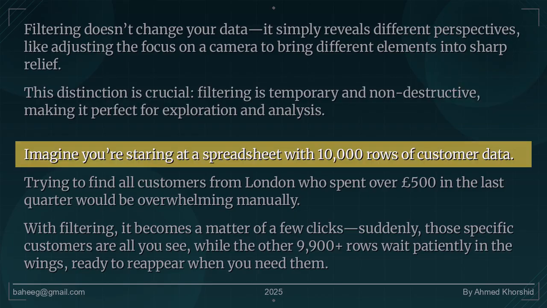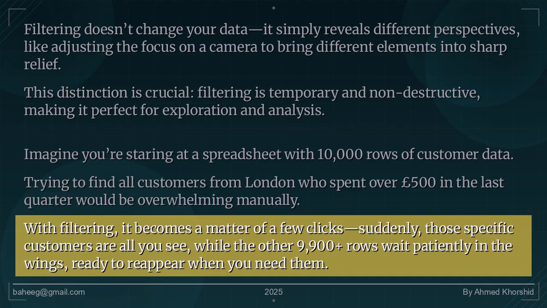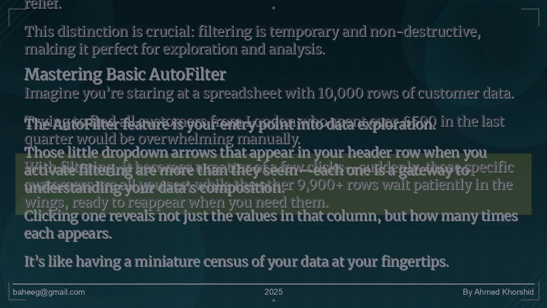Imagine you're staring at a spreadsheet with 10,000 rows of customer data. Trying to find all customers from London who spent over £500 in the last quarter would be overwhelming manually. With filtering, it becomes a matter of a few clicks. Suddenly, those specific customers are all you see, while the other 900 plus rows wait patiently in the wings, ready to reappear when you need them.